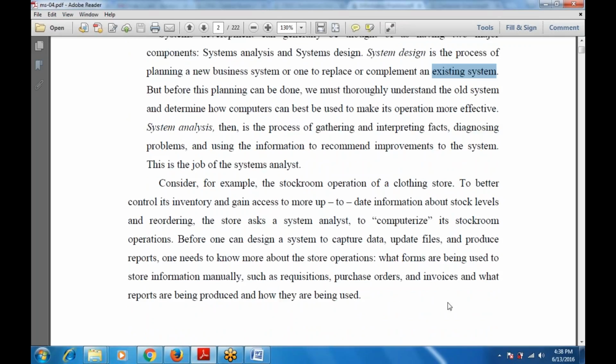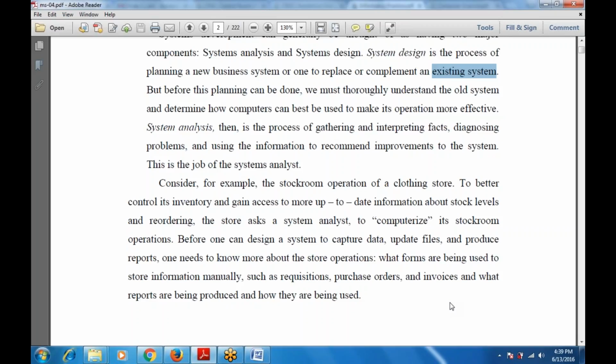This is one of the examples, used for the stockroom operation of a clothing store, to make it best operational, to best control inventory, and to gain access. For this, we are using a computerized system, or we are using IT to run the stockroom operations. And before one can design a system to capture the data, update files and produce a report, one needs to know more about the store operation.